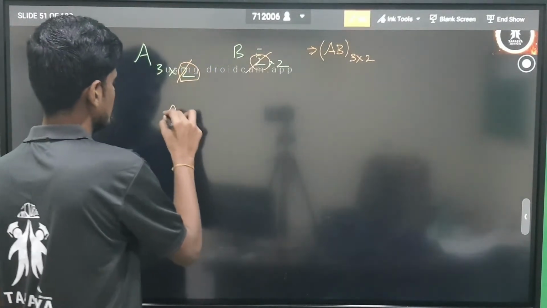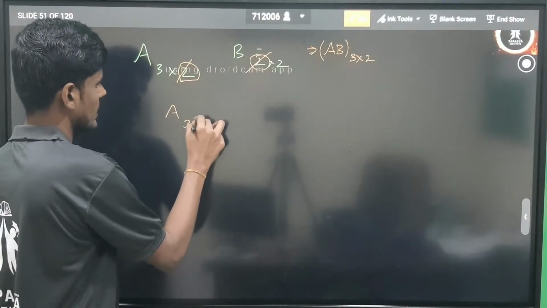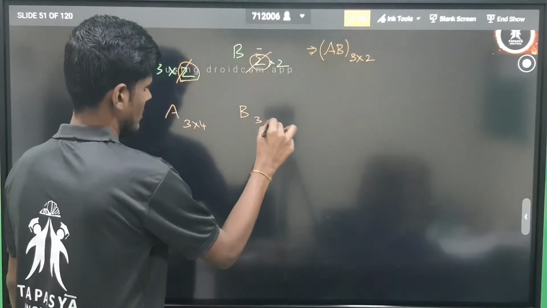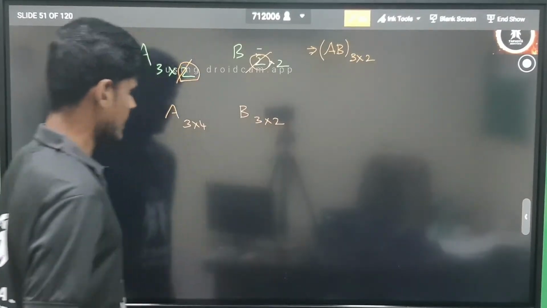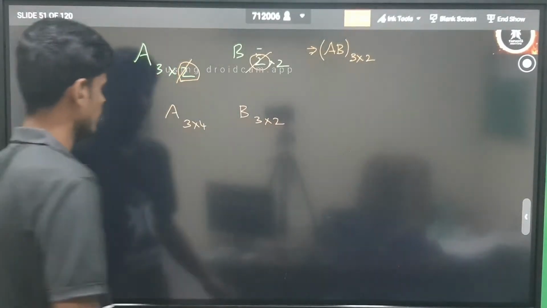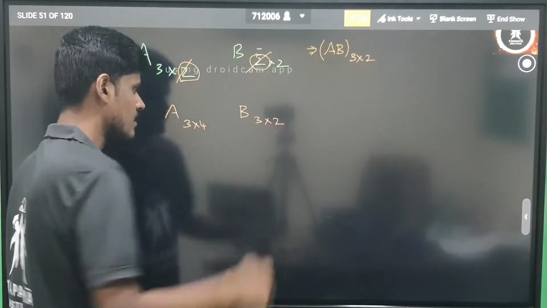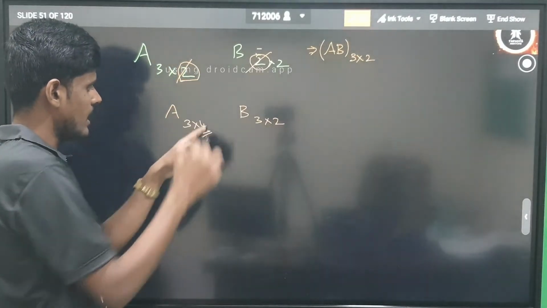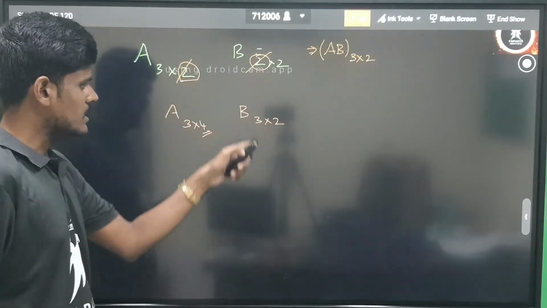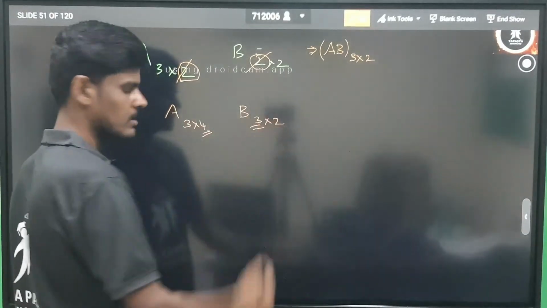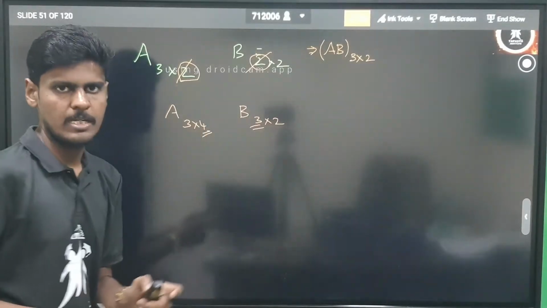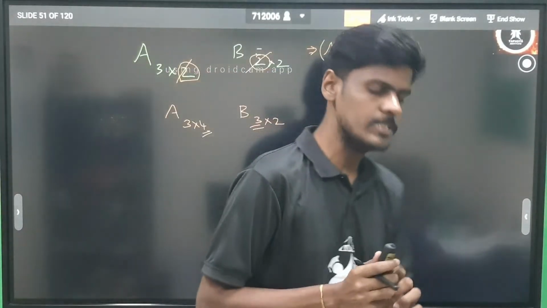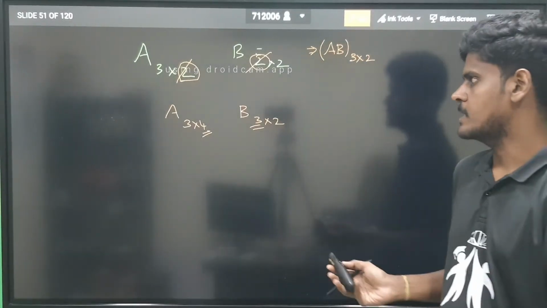Suppose A is a matrix of order 3 by 4. B is a matrix of order 3 by 2. Then can we find AB? AB cannot be found because the first matrix has number of columns 4, and the second matrix has number of rows 3. If these two numbers are not equal, then we cannot multiply the matrices. This is the basics of matrix multiplication, the product of two matrices.